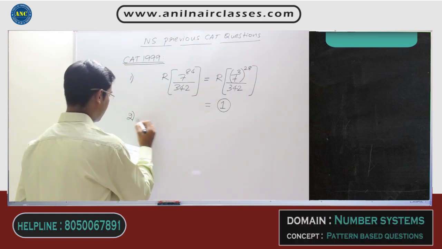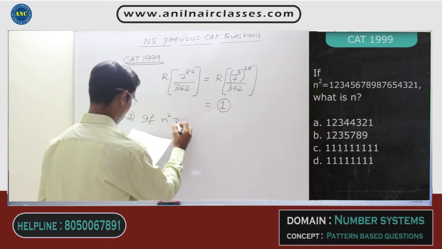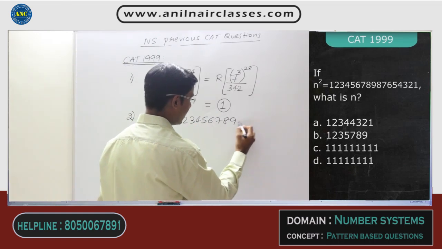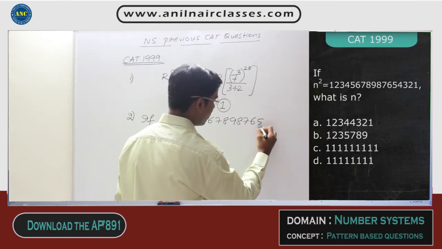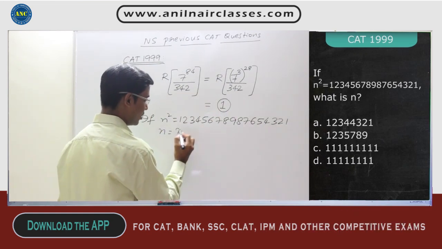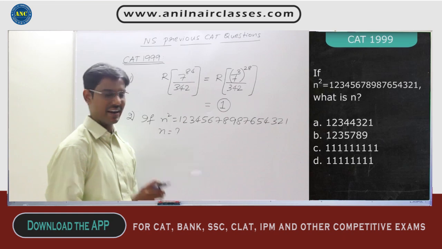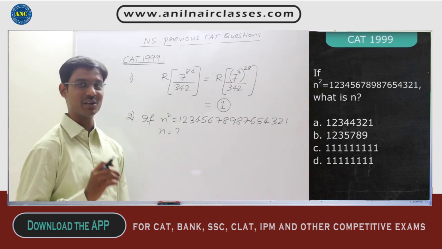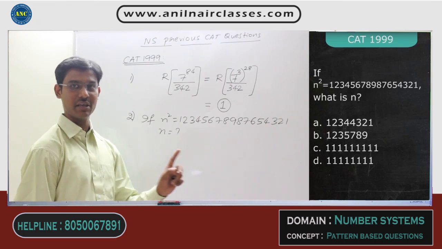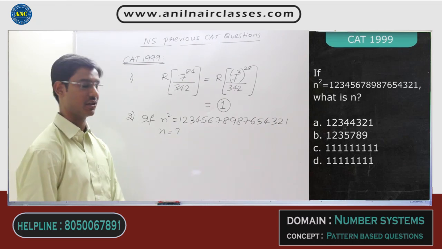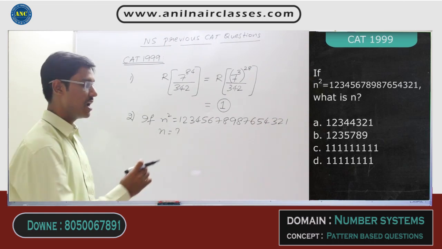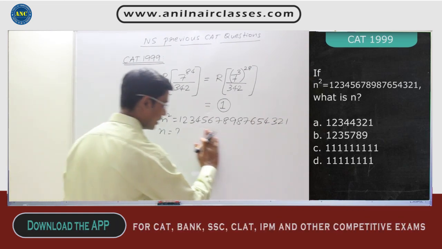The next question says, if n square is equal to 1, 2, 3, 4, 5, 6, 7, 8, 9, 8, 7, 6, 5, 4, 3, 2, 1, you are asked to find the value of n, right? Now, it's a very easy question, but students will think that it's a difficult question. The same variety we have discussed in our speed math session. For the people who have watched the speed math session, it will be a very easy question. Now, listen to this carefully.